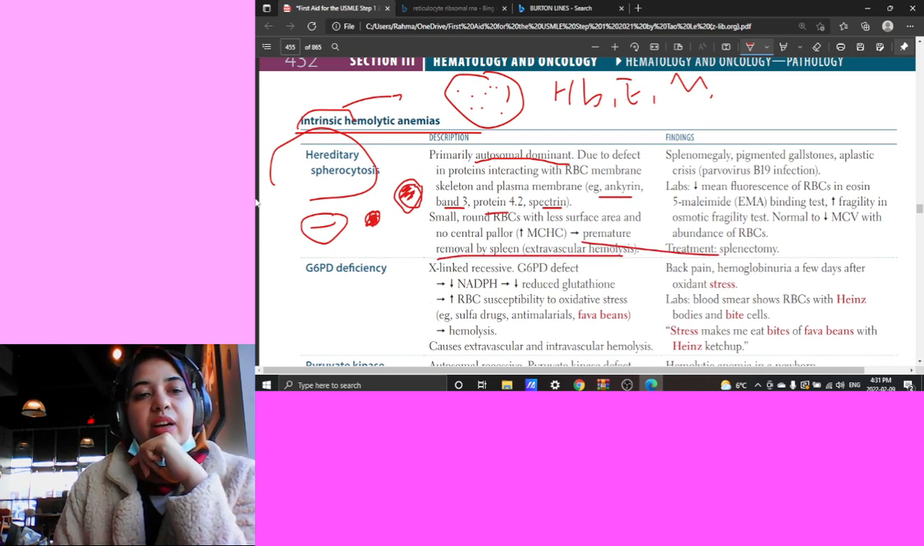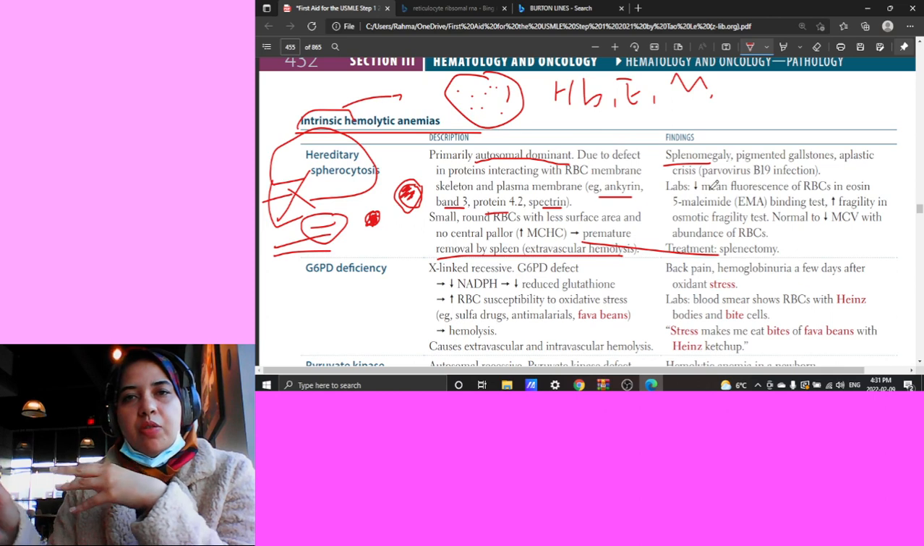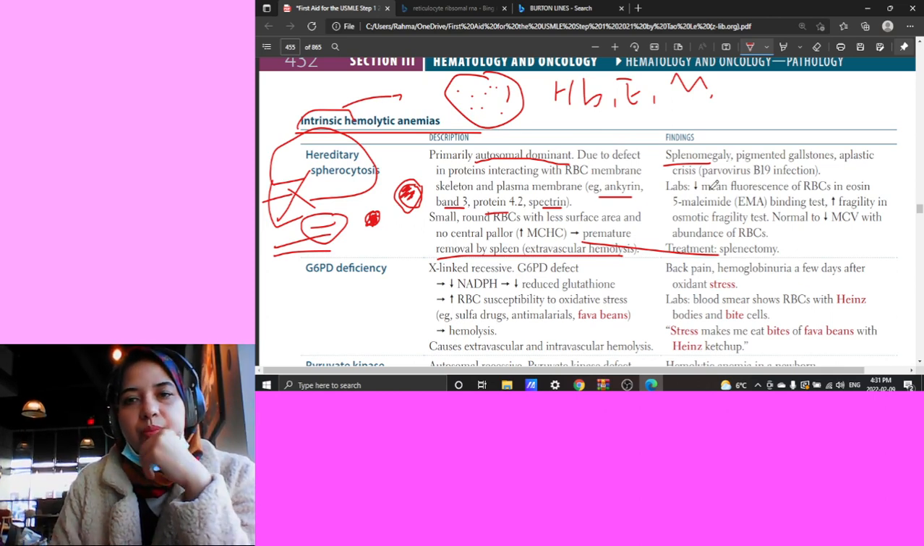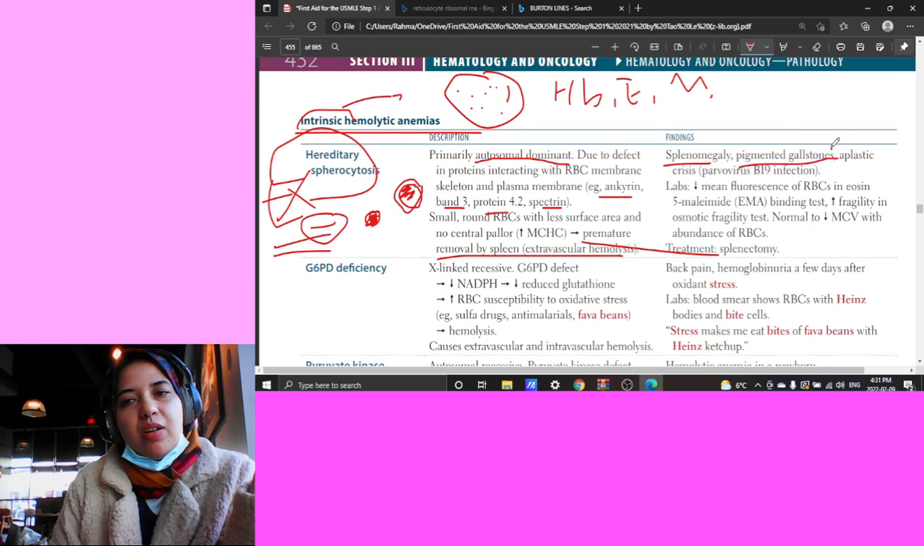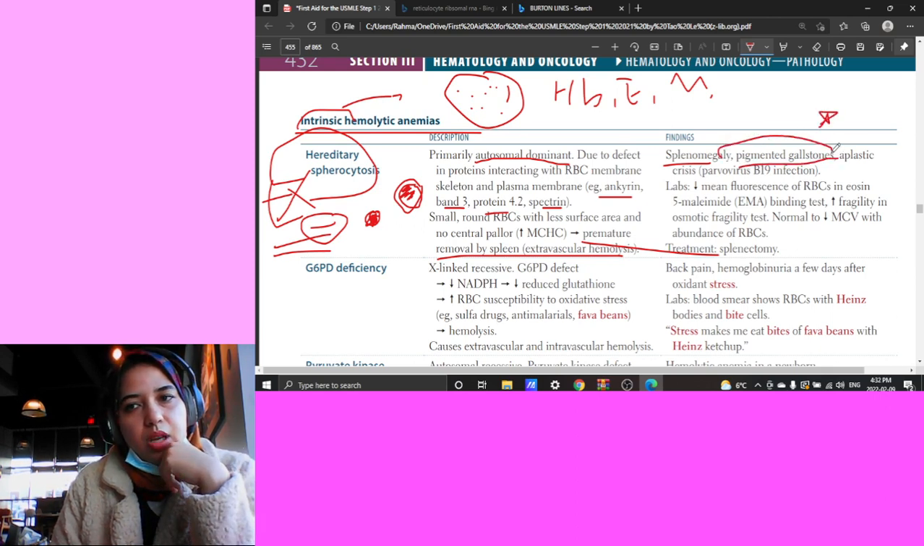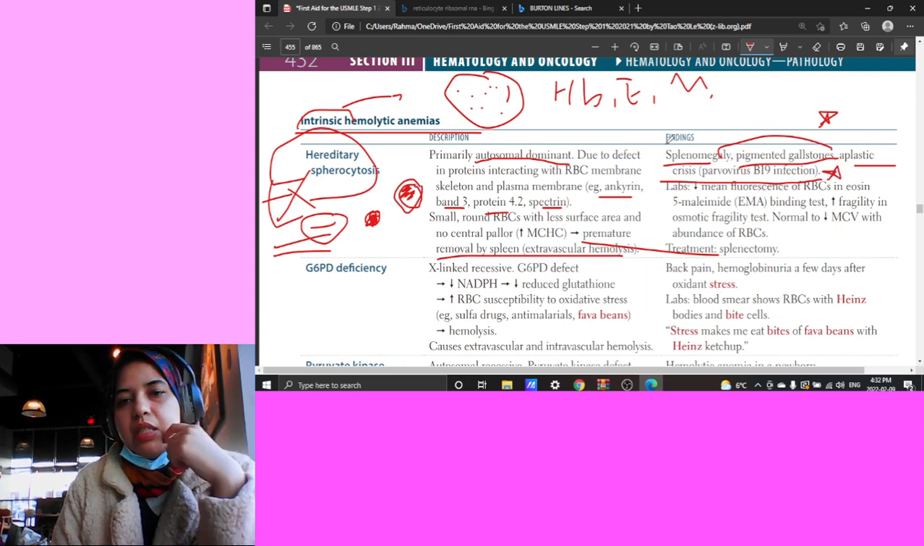So it is an extravascular hemolysis. They get removed by the spleen. They get destroyed. You're going to have hemoglobin that ends up causing gallstones. This is very important. So you're going to have splenomegaly. They all go into the spleen and the spleen tries to destroy all of them. When they get destroyed, you're going to have hemoglobin, and it is going to cause pigmented gallstones. And aplastic crisis, which is parvovirus B19 infection. Remember, aplastic crisis is specific to the RBC.